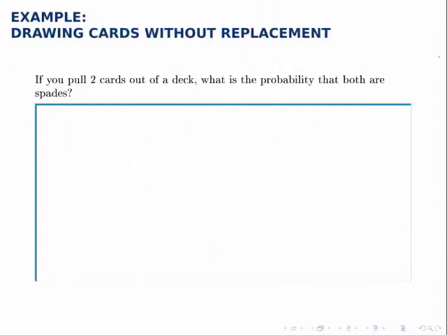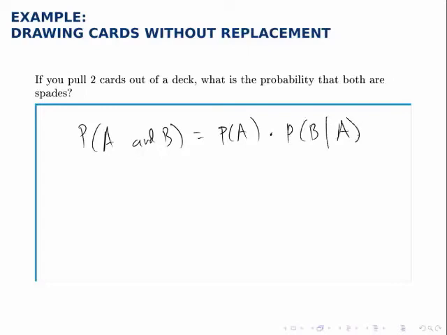If you pull 2 cards out of the deck, and the implication is without replacement, what is the probability that both are spades? As we said before, drawing cards without replacement means that the events are not independent, because once I've drawn the first card, that changes what the deck looks like for the second card. When the events are not independent, the probability of 2 things happening together is the probability of the first thing happening times the probability that the second thing happens given that the first one already occurred. Because if the first one didn't occur, it doesn't matter what happens the second time, the whole scenario has failed.